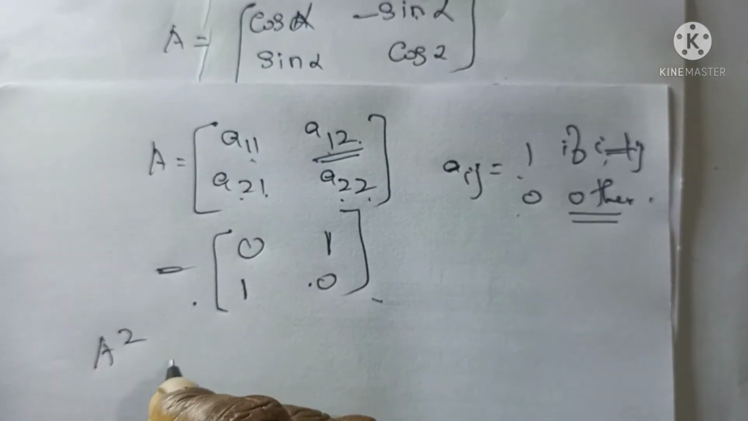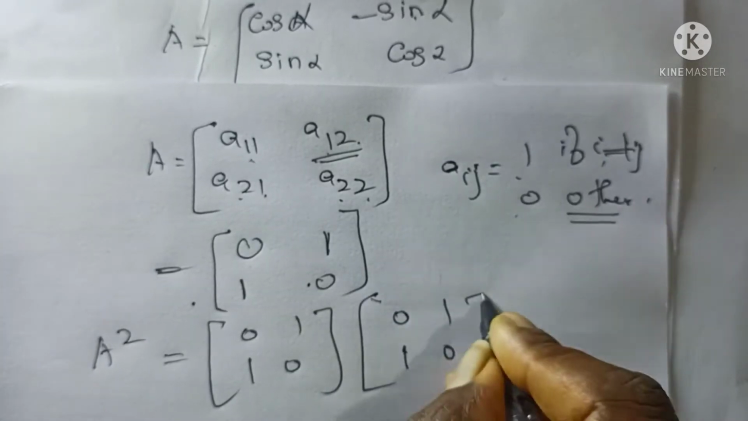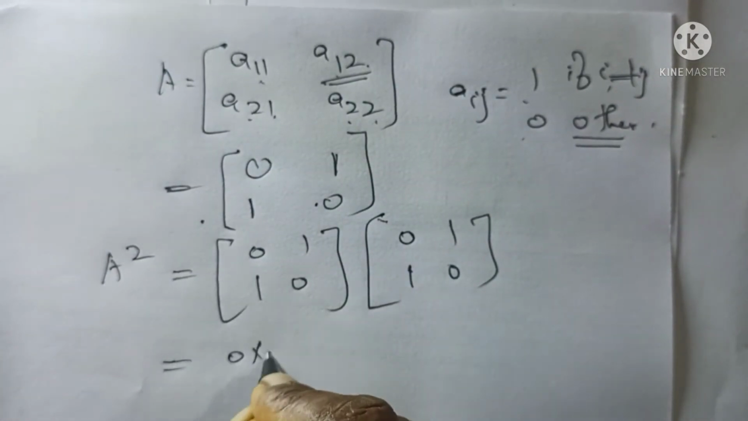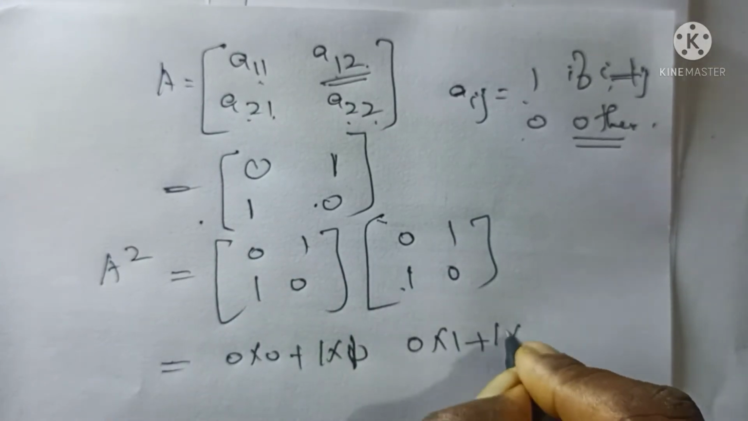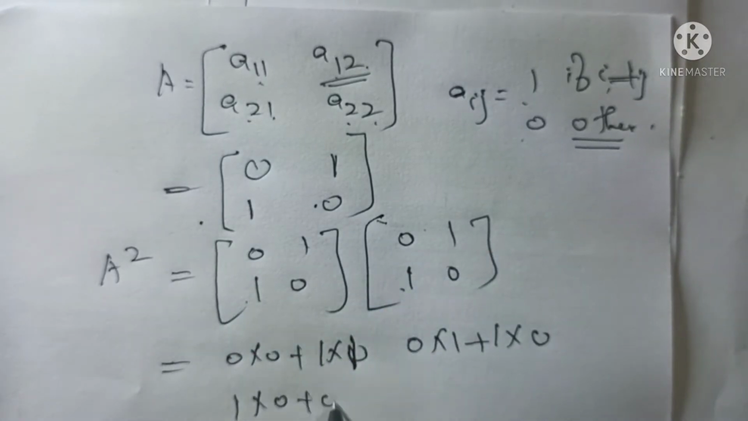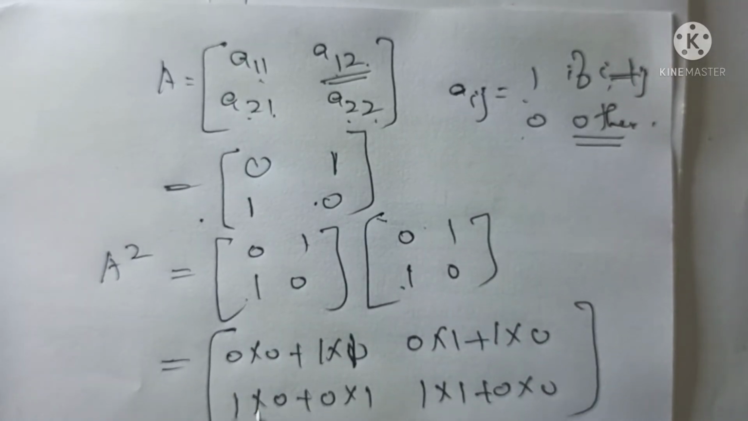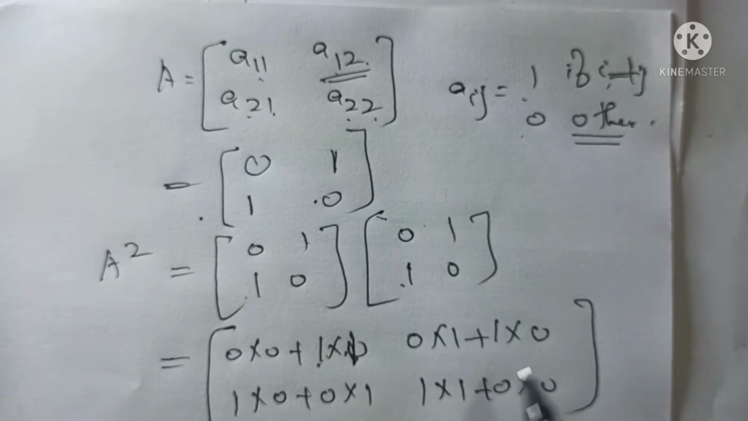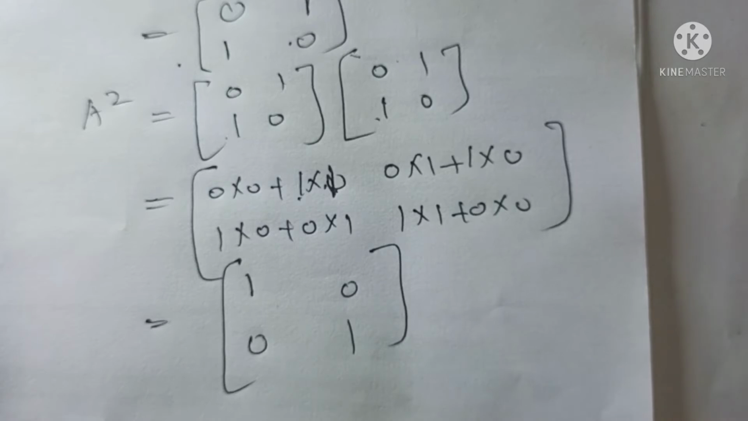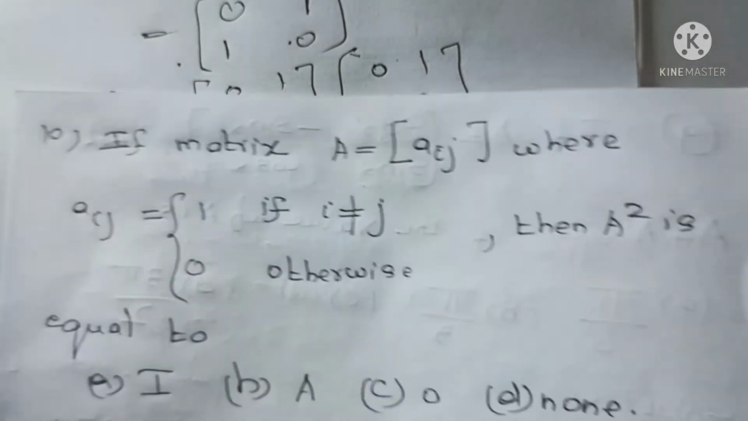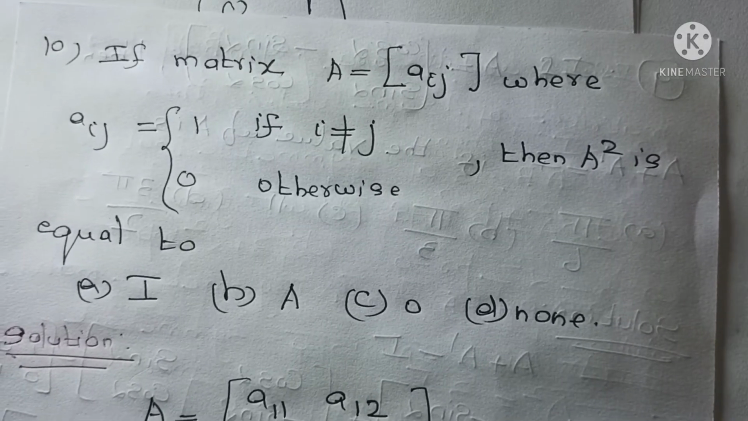Then you have to find A square, correct? So 0, 1, 1, 0, times 0, 1, 1, 0. Then you have to multiply. 0 into 0 plus 1 into 1, then 0 into 1 plus 1 into 0, 1 into 0 plus 0 into 1, 1 into 1 plus 0 into 0. Here 1 into 1 is 1, here 0, here 0, here 1. So we got the identity matrix, correct? So what is the option? Option A is correct. So this is the question and answer. If you want, you can write it.